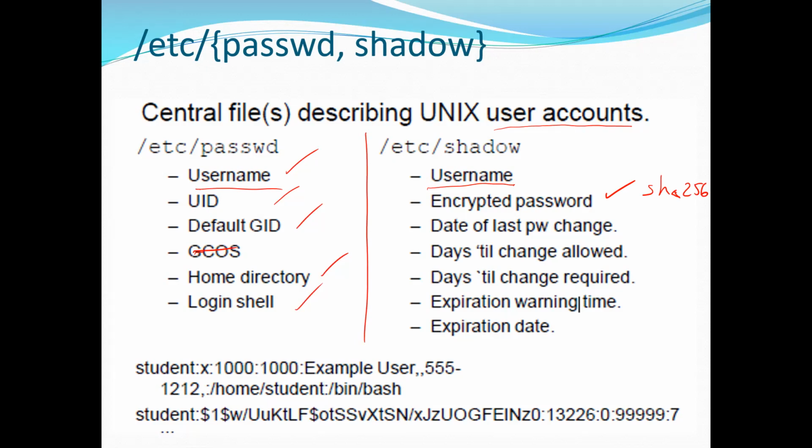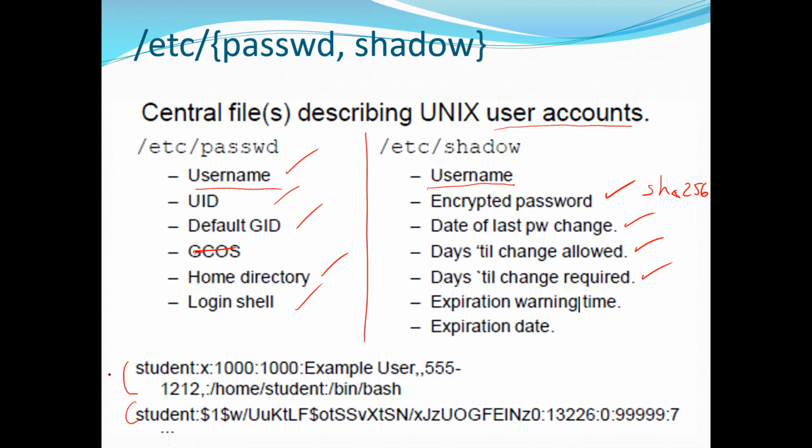Also, in that file, you have information about the date that the password was changed, how many days until change is allowed, and how many days until a change is required, like whenever you require people to change their password every 6 months, for instance. Then you have an expiration warning and time, so when you start issuing a warning, and you have the expiration date itself, okay? So here we have an example of both the information about the user on the passwd and on the shadow file.